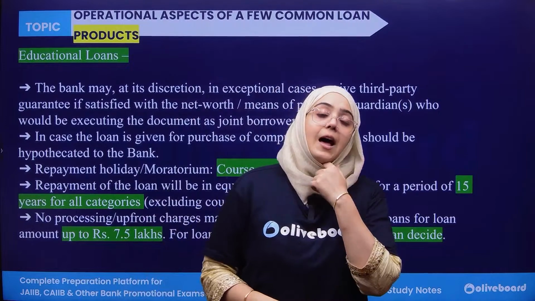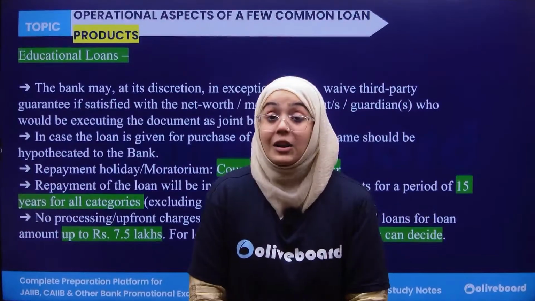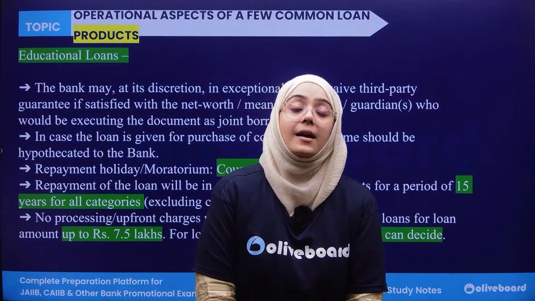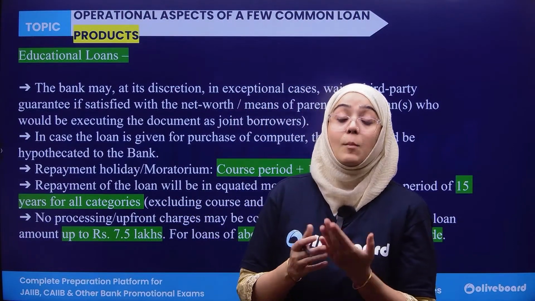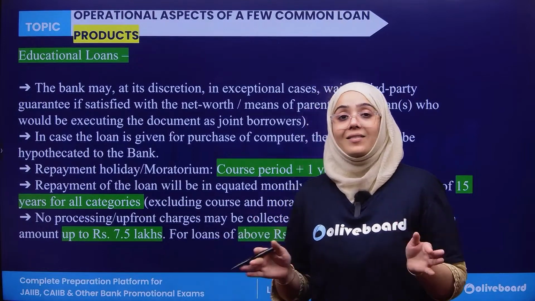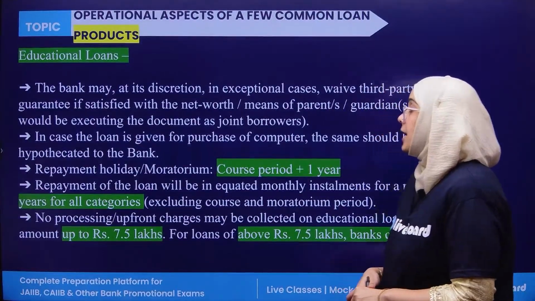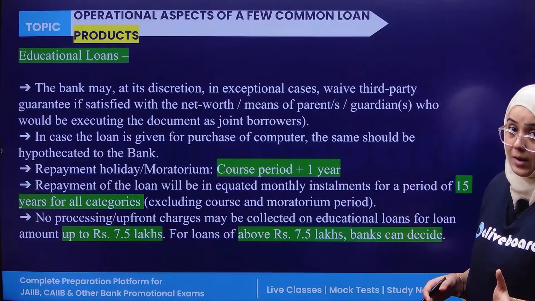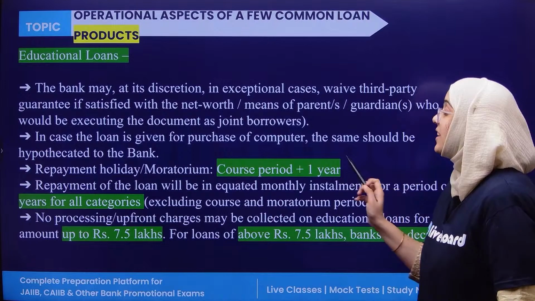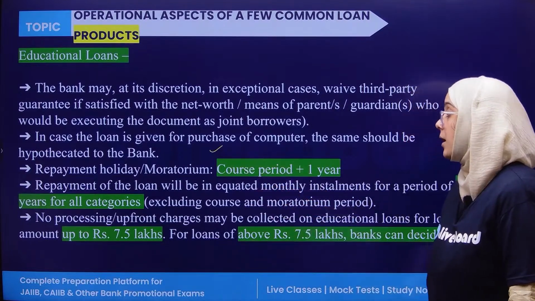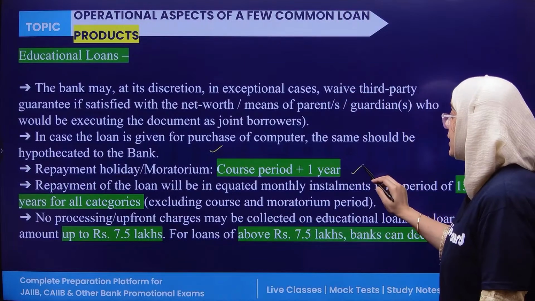So, if the loan amount is 4 to 7.5 lakh and above, the bank can demand a third party guarantee other than the parents also. Now, the bank can remove this clause if they are well satisfied with the creditworthiness of the parents. Okay, now in case the loan is for the purchase of a computer, then the computer is kept hypothecated to the bank. The repayment or moratorium period for this education loan is 1 year.